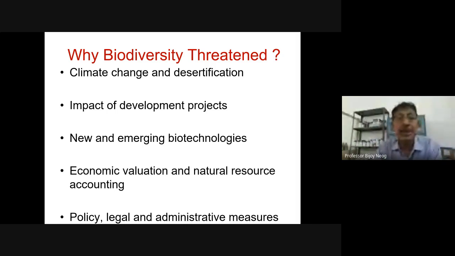So we have a lot of policies, legal matters and administrative measures, but the implementation is very poor. Proper implementation can completely safeguard the natural resources.